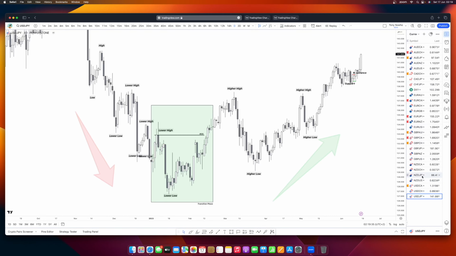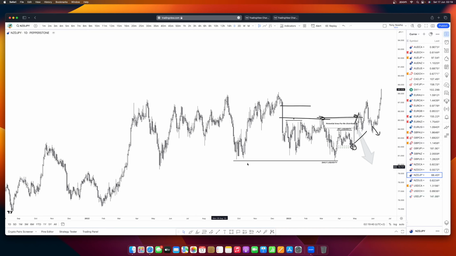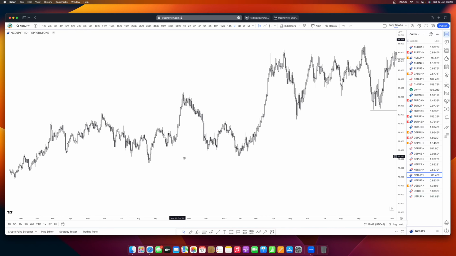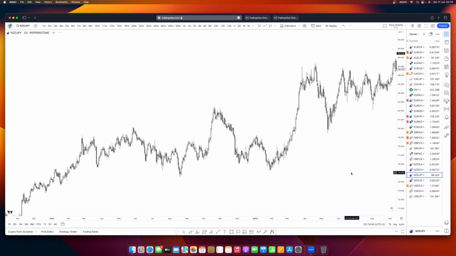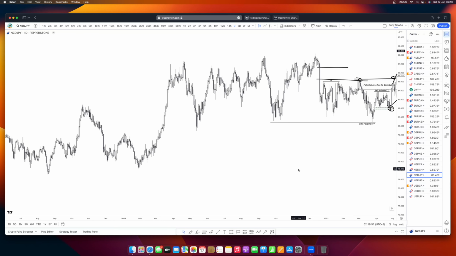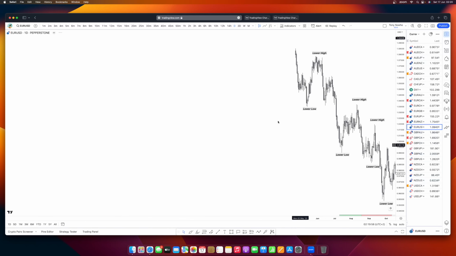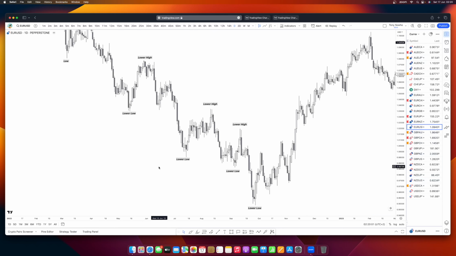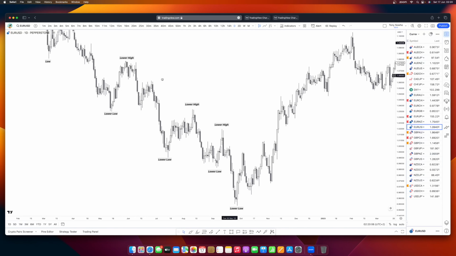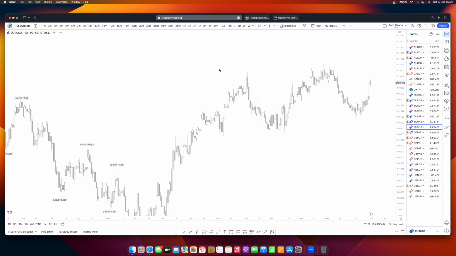So let's check NZDJPY, and I'm just looking at, okay, we can see. I just want something simple, so let's check Euro USD again. So I've shown you an example of a break of structure to the upside. Now let's look for a break of structure to the downside. And how would we trade it? So let's check EU. Let's scale down to the 1 hour.